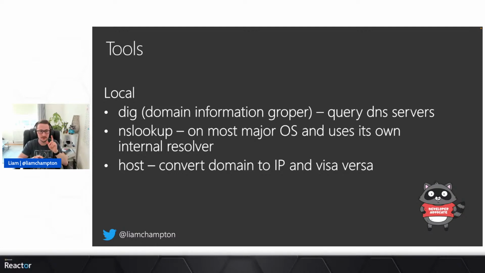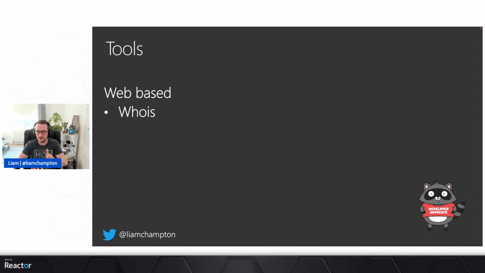Next, you've got web-based ones. You may have heard of this: Whois. Whois is a really big one. You can find out lots about people or information about domain names through Whois, same as IntoDNS and What's My DNS. Really cool tools. You can find out loads about them.